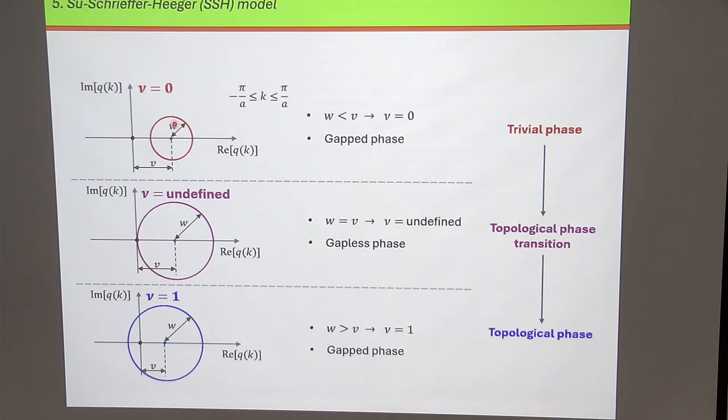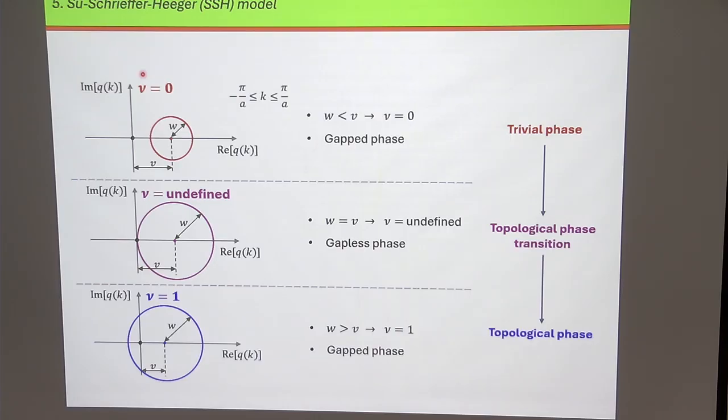Now you see, if W is smaller than V, so the radius is smaller than the distance to the origin, then the winding number is going to be 0, because the circle does not enclose the origin. So I'm in a trivial phase in that case.